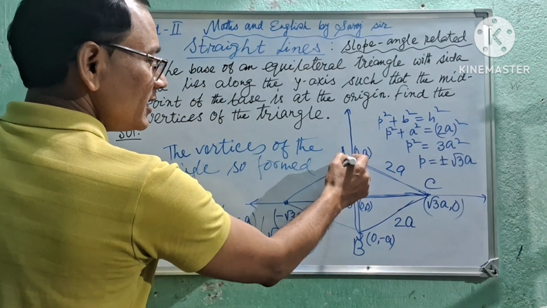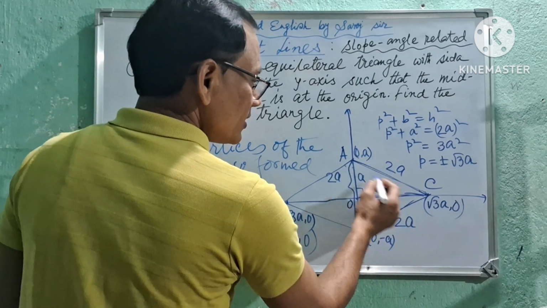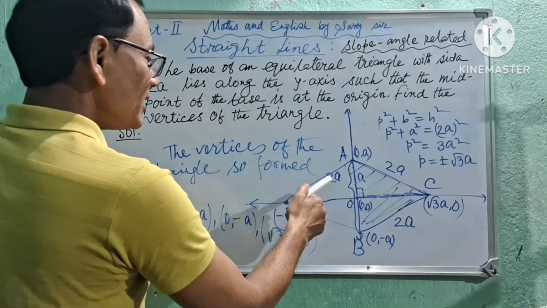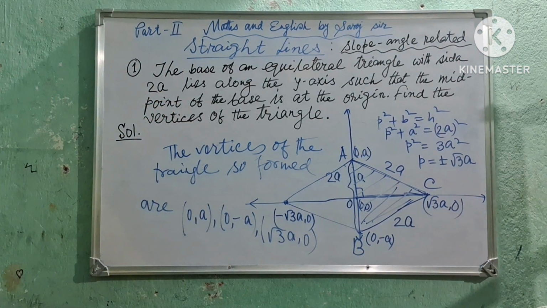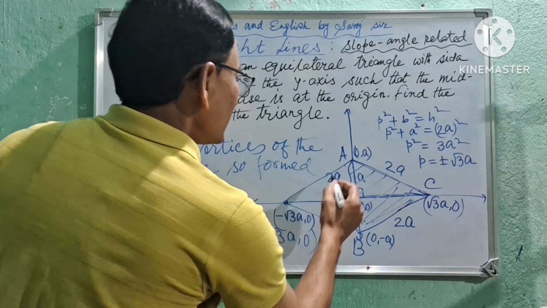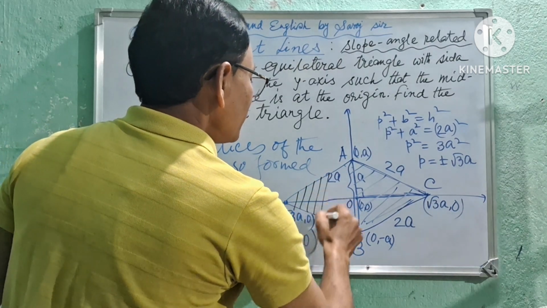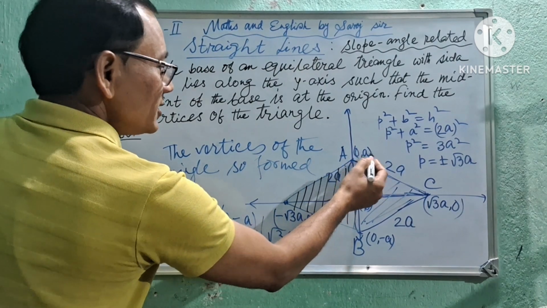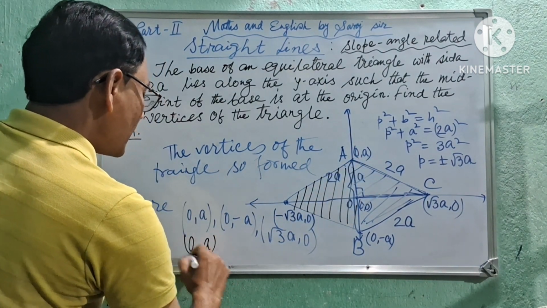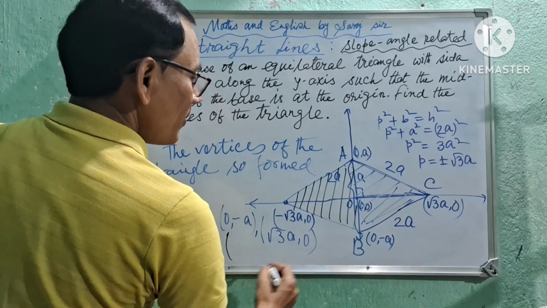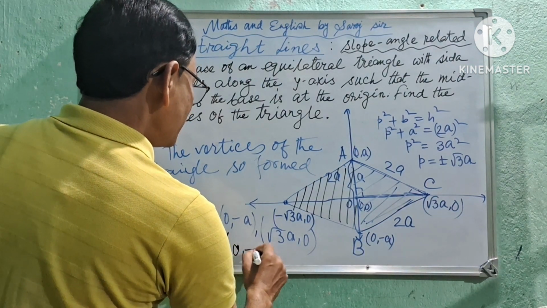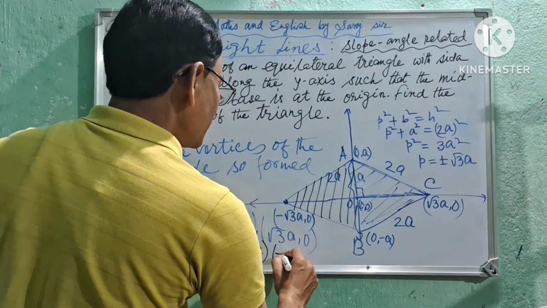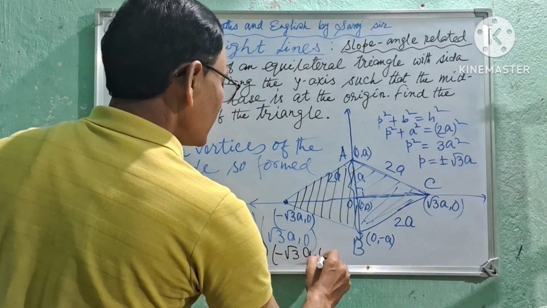Or if we consider this other triangle, the answer will be 0 comma a, 0 comma minus a, and this point minus root 3a comma 0.